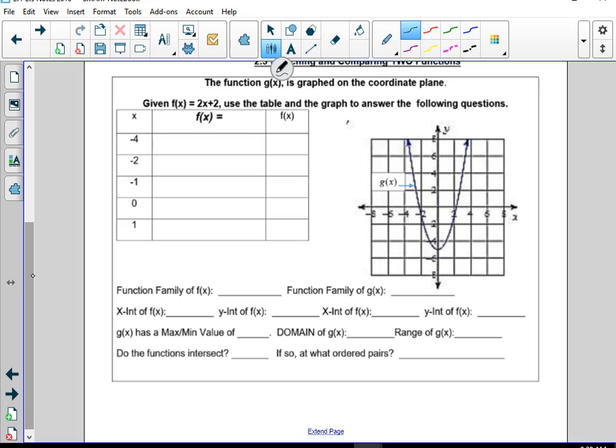Okay. So, the function g of x is graphed on the coordinate plane. Okay, we already have that. Now, we're going to do f of x, which is 2x plus 2. So we're going to plug in these numbers. So 2 times negative 4 plus 2. 2 times negative 2 plus 2. 2 times negative 1 plus 2. 2 times 0 plus 2. And 2 times 1 plus 2. Okay, so the first one is negative 8 plus 2, which is... Oh, sorry, my bad. Yeah, it's plus 2.